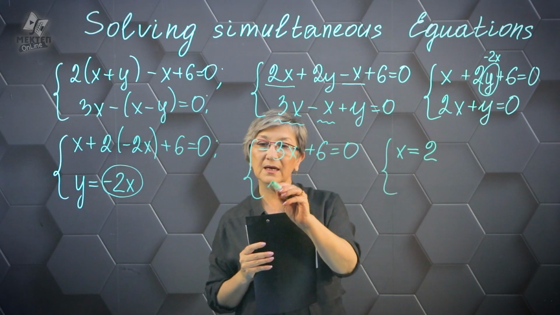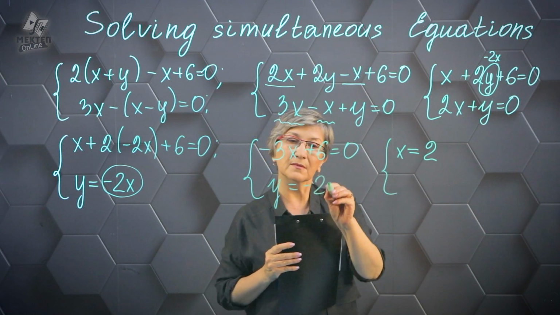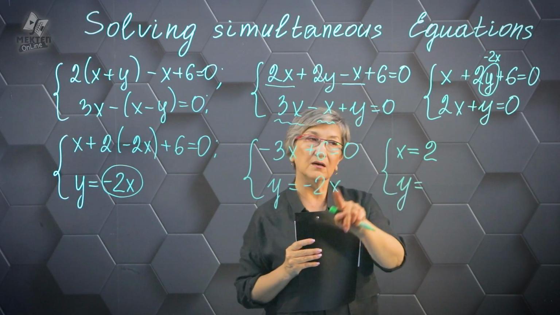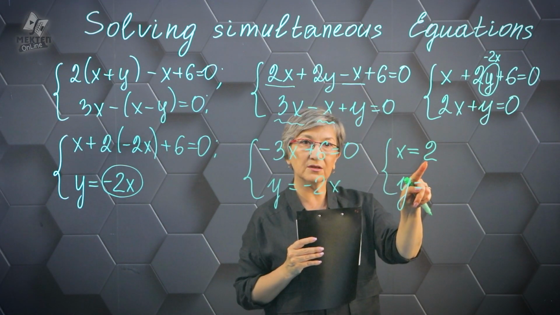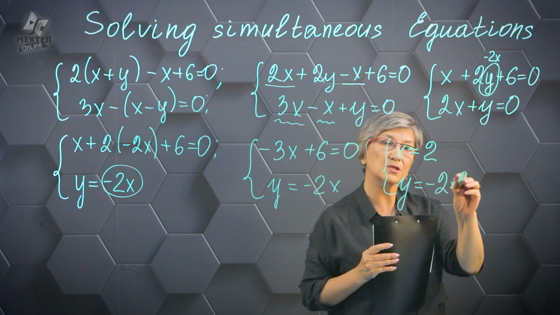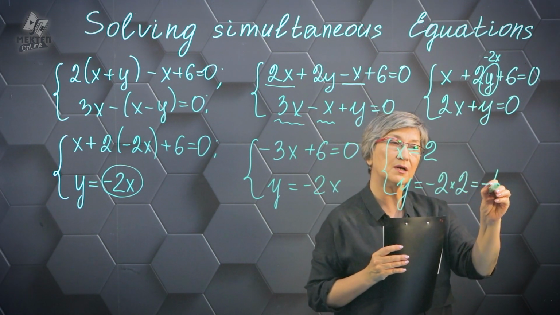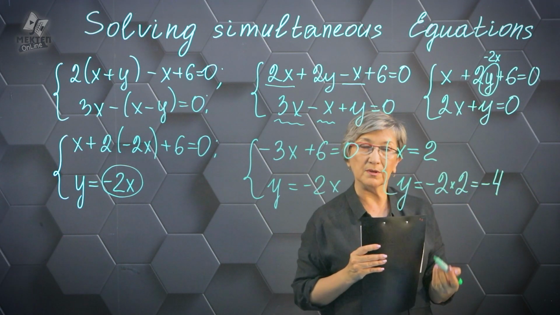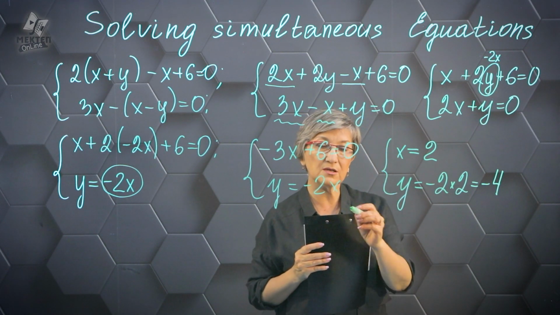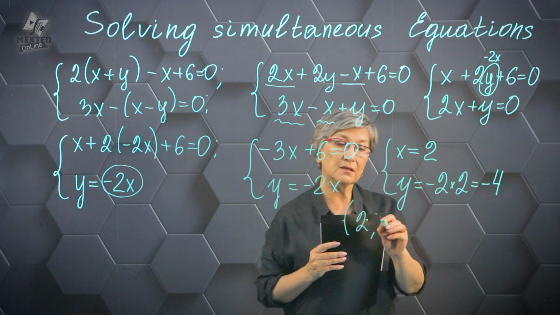And then I can substitute x equals 2. The result is y equals minus 2 times 2, and y equals minus 4. Let's write down our pair of numbers, which is the solution: 2 and minus 4.